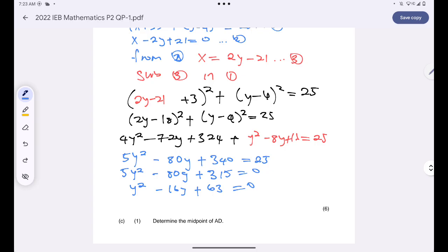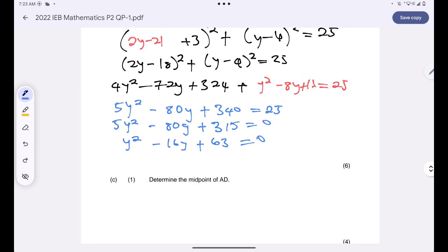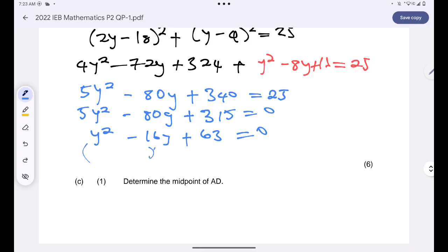Right, let me just use the quadratic. Okay, 63 divided by 3, that's 21. Divided by 3, that's 7. So 9 plus 7 is 16. So my factors are just 9 and 7. The sign here says plus, so my brackets will have the same sign. y is equal to 9 or y is equal to 7.